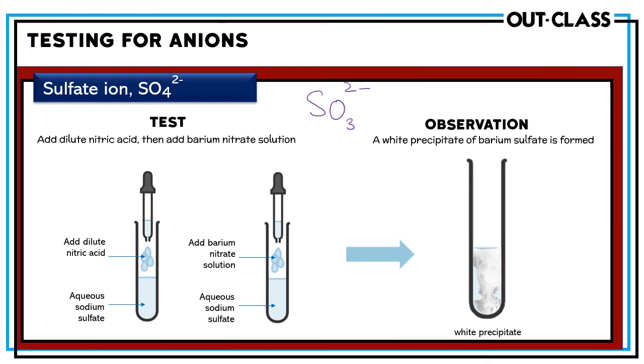We add dilute nitric acid to acidify, to remove all the impurities, because for example, if we have not performed the carbonate test and if carbonate ion is present, then barium carbonate can also form a white precipitate. So we acidify with acid to remove carbonate impurities, to rule these out.